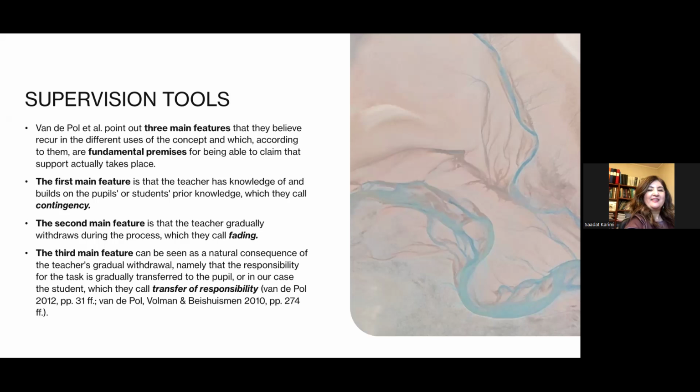The second main feature is that the teacher gradually withdraws during the process, which they call fading. And the third main feature can be seen as a natural consequence of the teacher's gradual withdrawal, namely that the responsibility for the task is gradually transferred to the student, which they call transfer of responsibility.